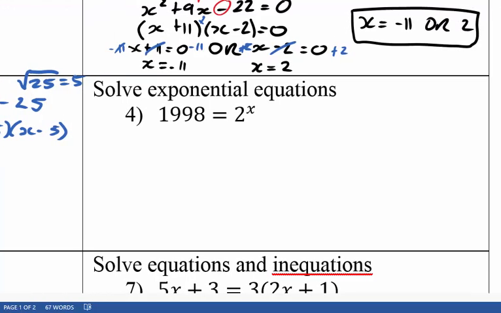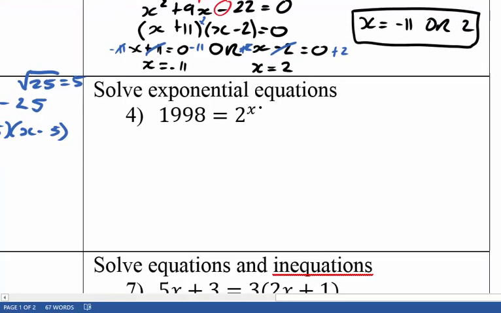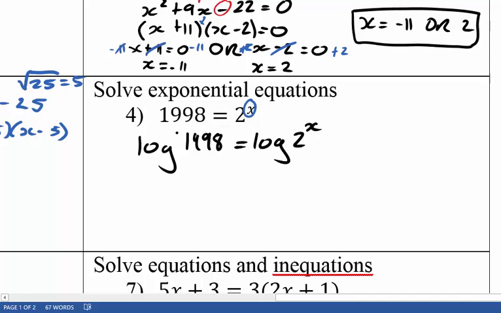Right, solving exponential equations. As soon as I see an x up top in the exponent area, I know I need to log it. So I'm going to log 1998. And whenever I add a log to one side, I need to add another log to the other side. Or if I take a log away from this side, I need to take a log away from that side. So once I've done that, I can go log 1998. Nothing's going to change there.